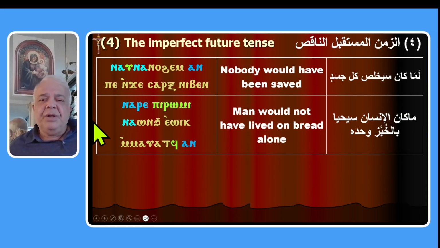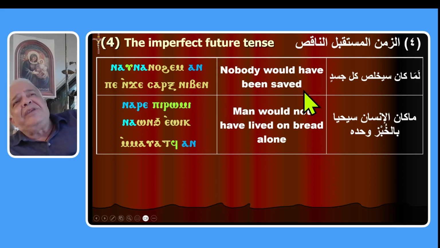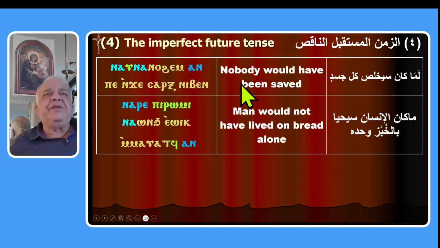Two more sentences. This sentence here, nobody would have been saved. This sentence was said when Jesus Christ was talking about the end of days, and he said to them, the end of days will be very hard, but the Lord will shorten these days to help the believers, because if the Lord didn't shorten these days, nobody would have been saved. That's how he said it.